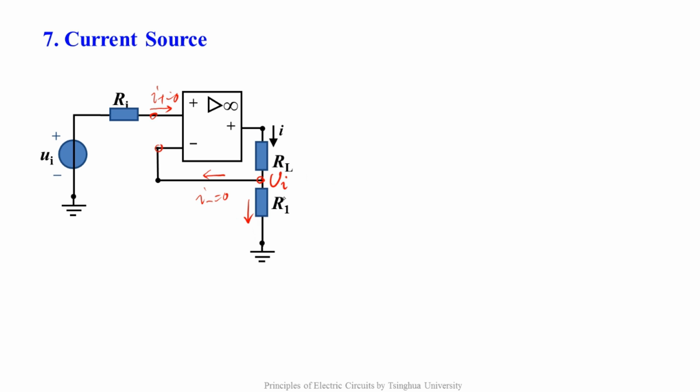The current through R1 equals UI over R1. It means no matter how the load RL changes, the current through R1 always equals UI over R1. Isn't it a current source property? The current source has a property that its current is constant with the change of the load. As long as UI is determined, no matter how RL varies, I always equals UI over R1.